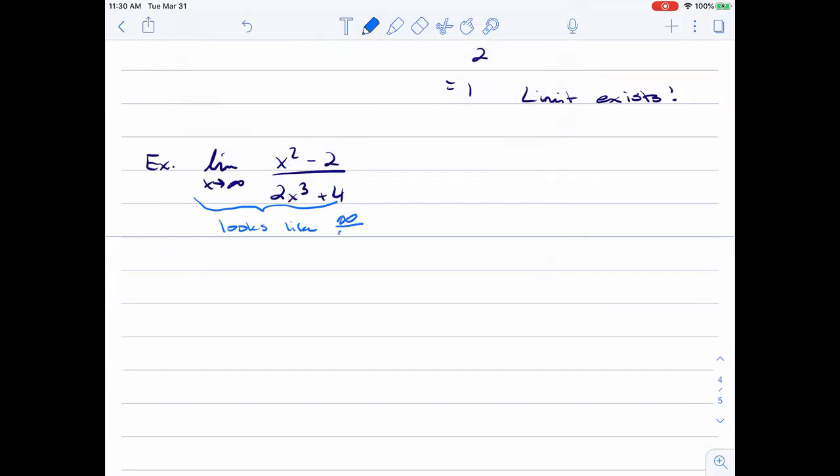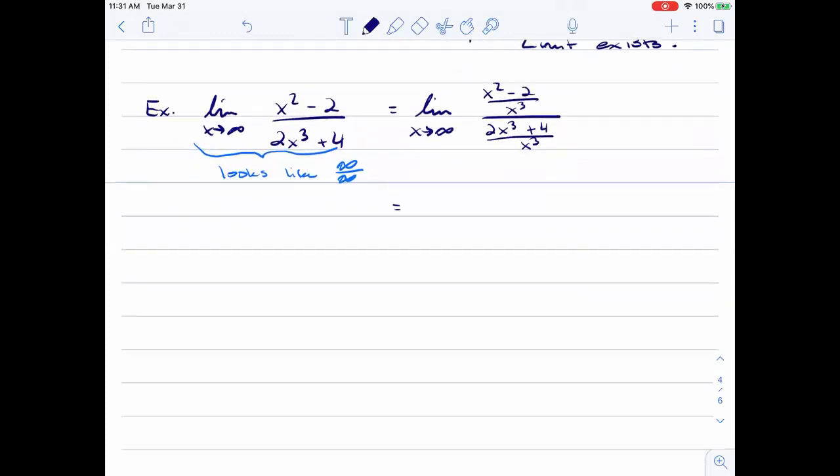This looks like infinity over infinity, right? So what we had to do to deal with this was use the one trick that we had: dividing everything by the highest power in the denominator. So we can do that here just to see. The limit as x goes to infinity of (x squared minus 2) over (x to the 3) over (2x to the 3 plus 4) over (x to the 3). Right? Just using that trick that we learned in chapter 2.